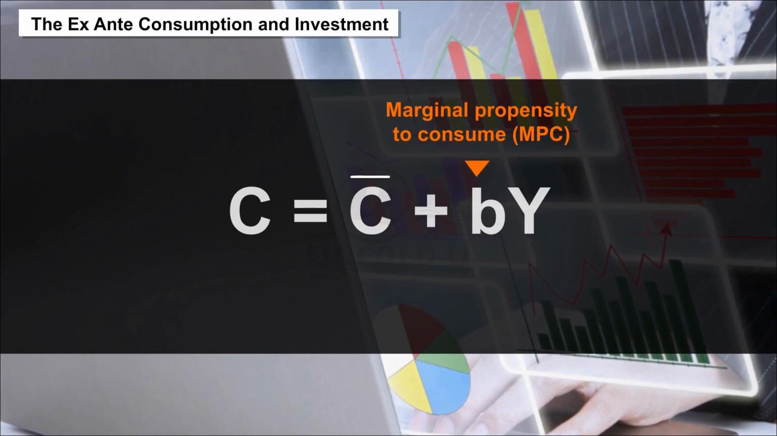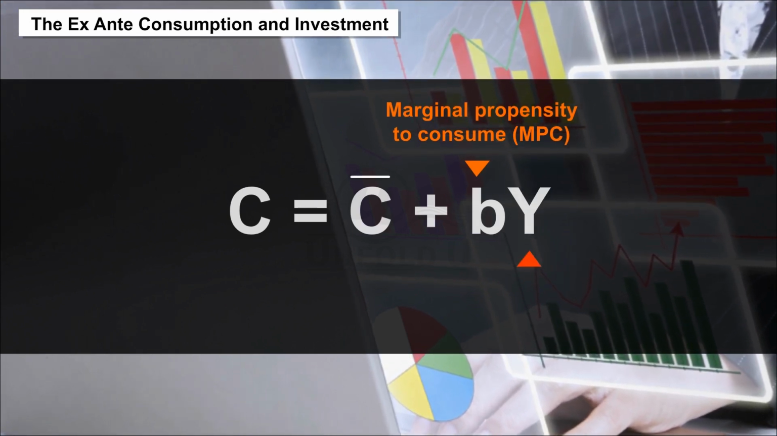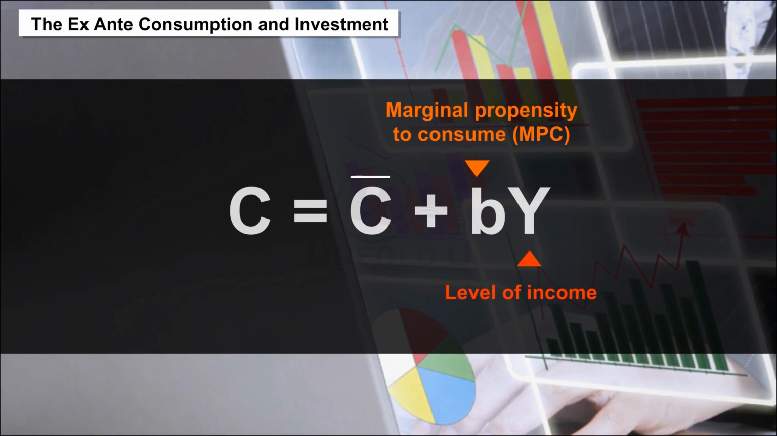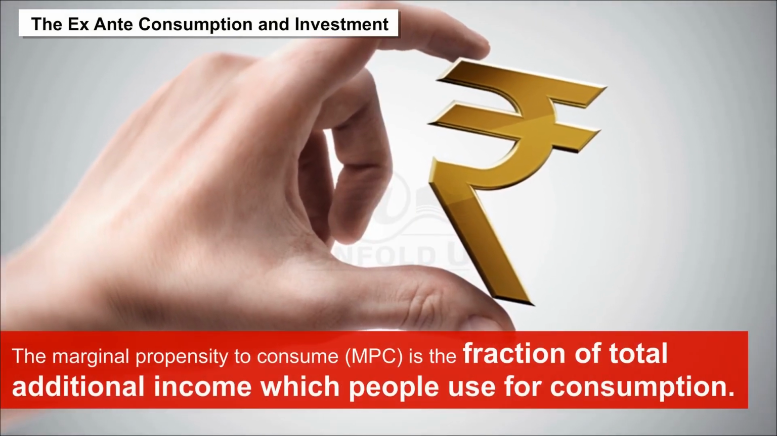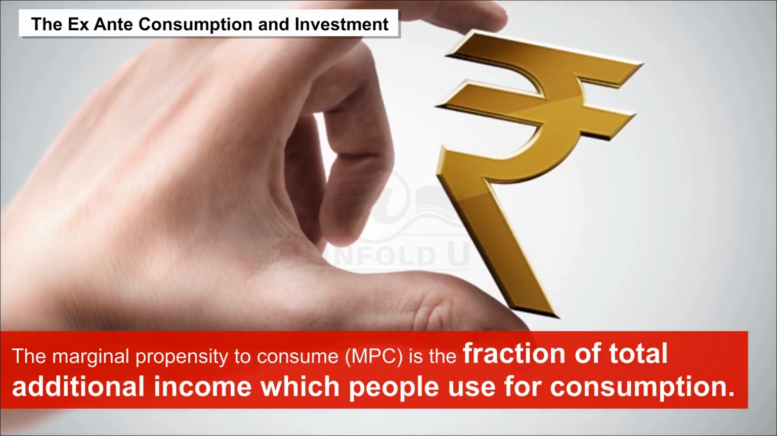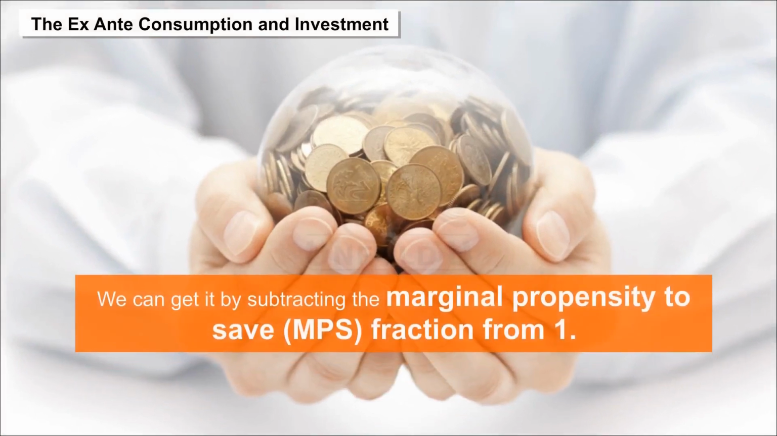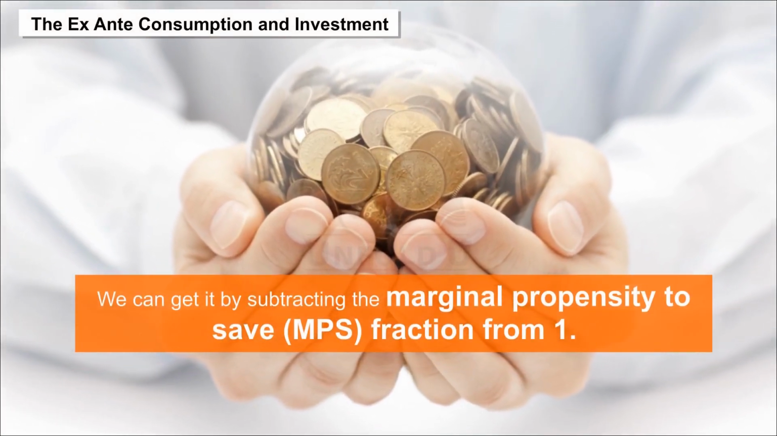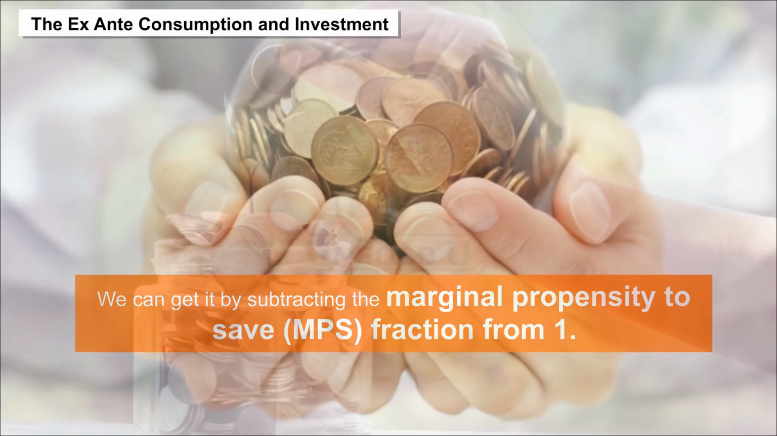b shows marginal propensity to consume, or MPC, and Y stands for level of income. The marginal propensity to consume, or MPC, is the fraction of total additional income which people use for consumption. We can get it by subtracting the marginal propensity to save, MPS, fraction from 1.